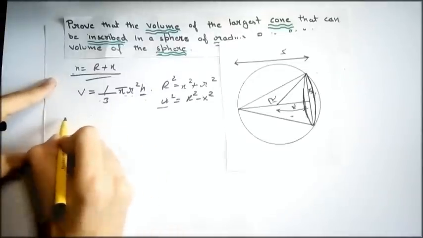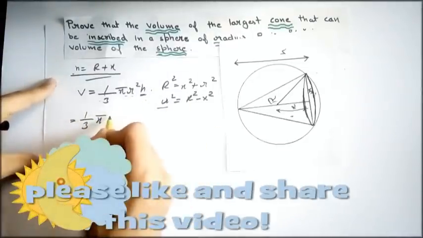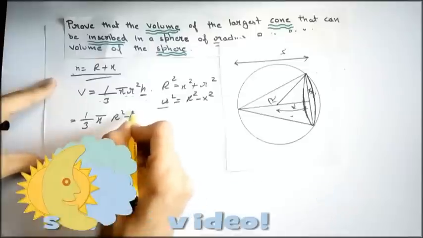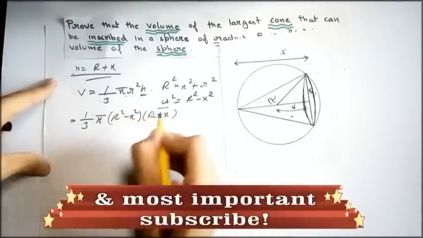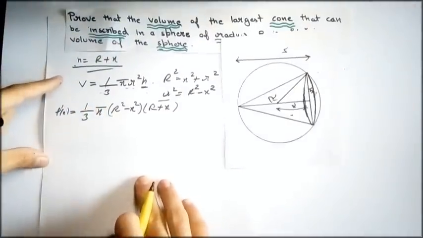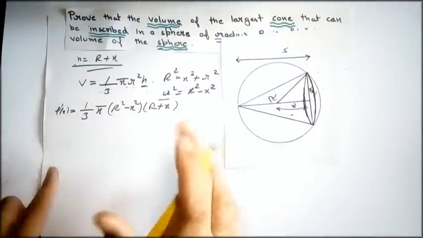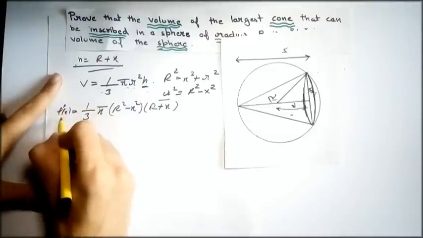So now we have a variable value and a fixed one, so that we can solve this question. Let's put in the values: V is equal to 1/3 pi times (R square minus x square) times h, and h is equal to R plus x. So now we have a function, and it is clear that we will differentiate with respect to x. This is f of x.